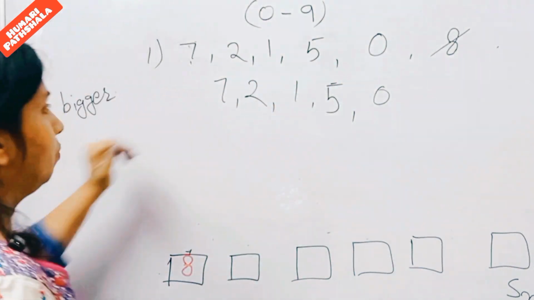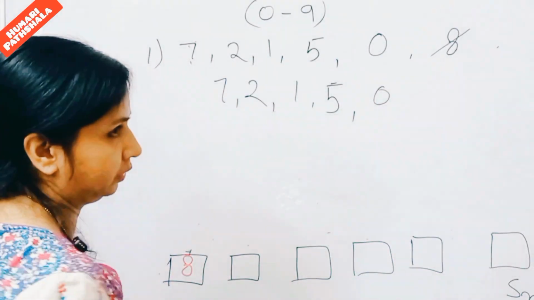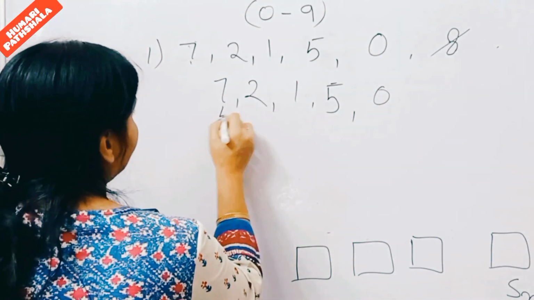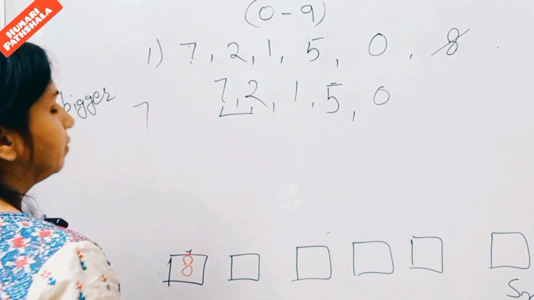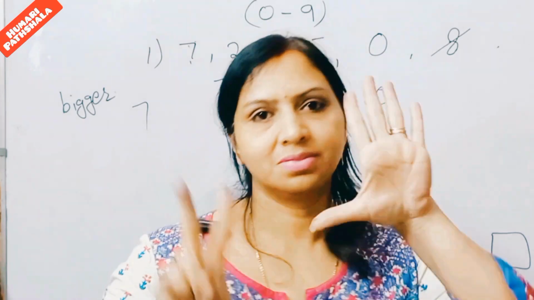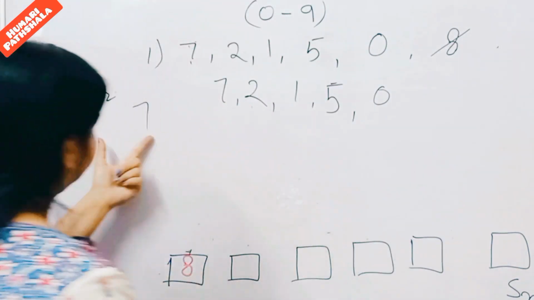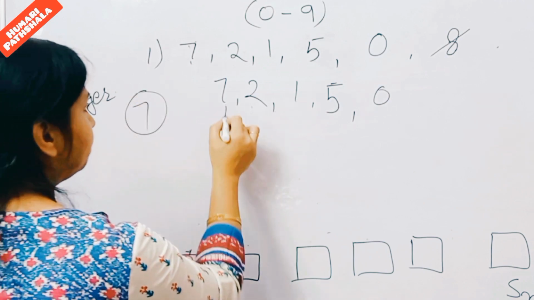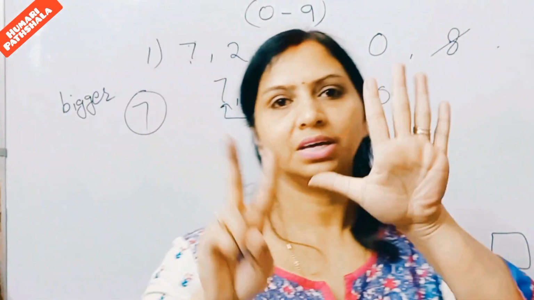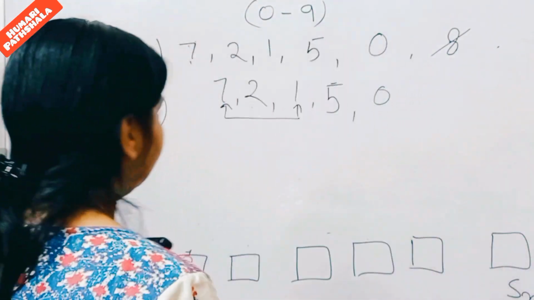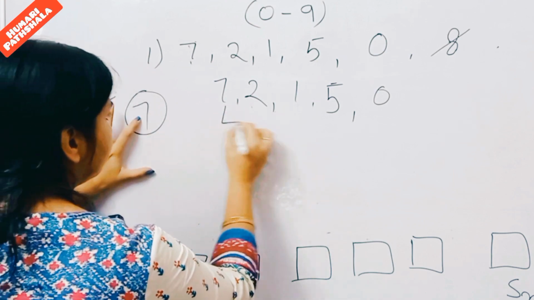In this step, we will find the biggest number in these numbers. Compare these two numbers, 7 and 2. Which one is bigger? 7 is bigger, so write 7 here. Now compare 7 with 1. Obviously 7 is bigger, so we don't need to replace this number by any other number.